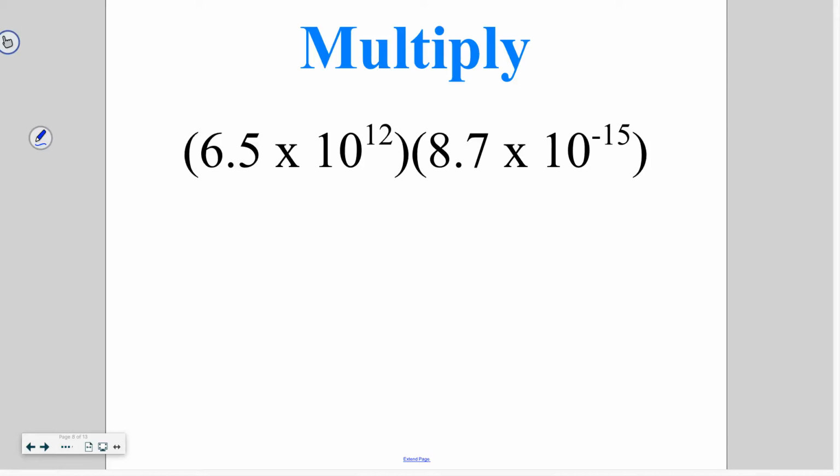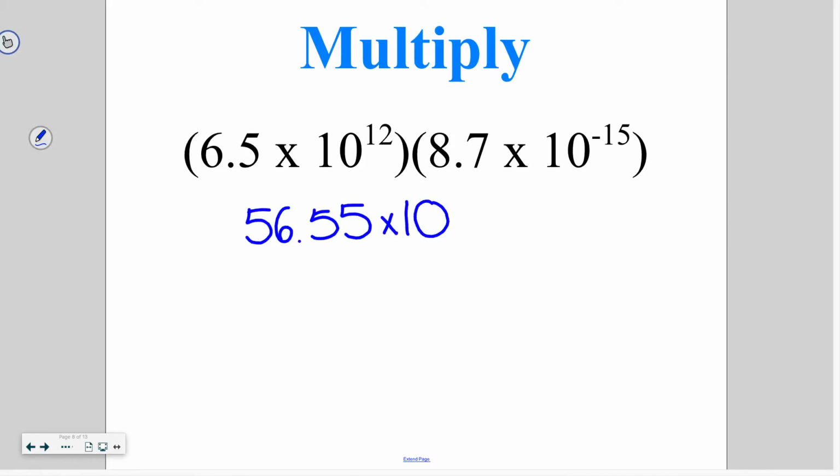Last thing we're going to do here is talk about multiplication of our numbers in standard form. So what we want to do first is multiply our a values. So this 6.5 times 8.7. When I multiply those, I'm going to get 56.55. Then I've got times 10.